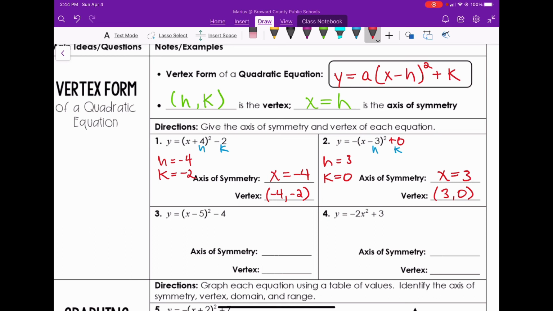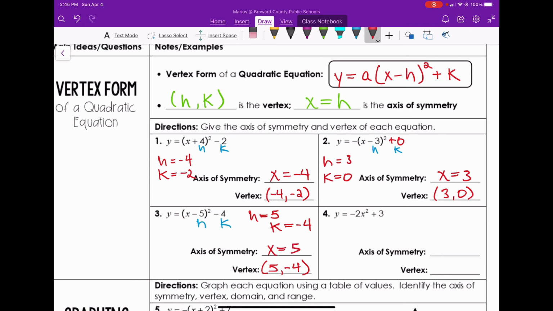Now for number 3, let's identify our h and k. All right. So in this one, h is actually positive 5, and k is actually negative 4. So when we write our vertex, it's positive 5, comma negative 4, and the axis of symmetry is x equals positive 5. And let's take a look at our last one.